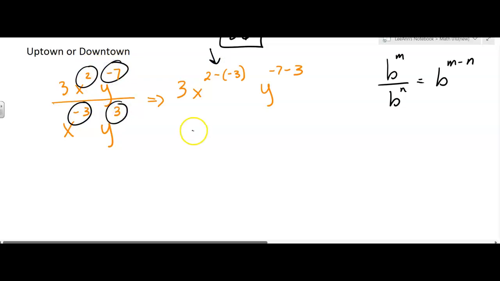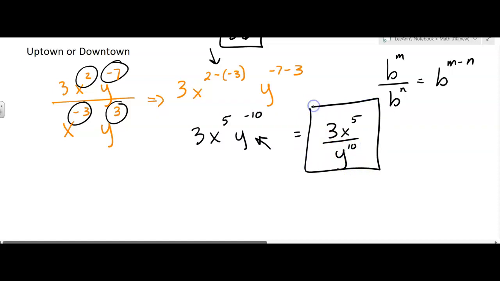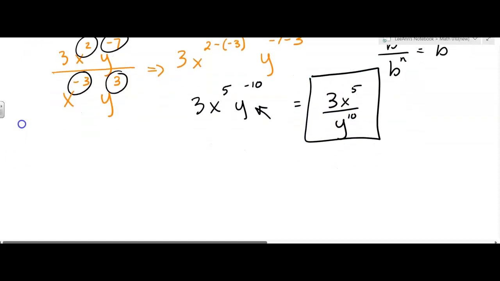Okay, so what's the answer? 3, that's going to be x to the 2 minus negative 3. That's going to be 2 plus 3, which is 5, and then y to the negative 10. Now you say, okay, well, I've got a negative exponent, so I'm going to move that part to the denominator, and I'm going to have 3x to the 5th over y to the 10th. Okay? And that would be the answer. That's a great answer. Now, what am I talking about, uptown, downtown?